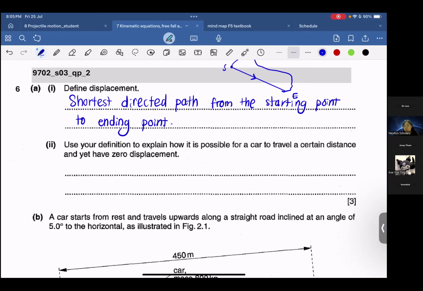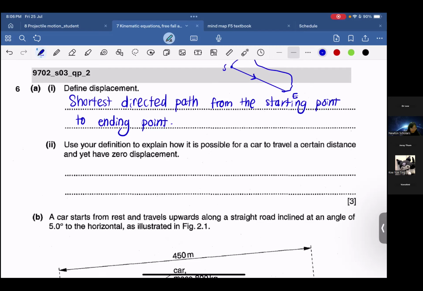Rashini, let me check your answer. Start and end at the same place. Car returns back to the original place. Yes, correct. Let me see. Boyang: drive in a circle. The most important thing, you have to tell me it goes back to the original position. It might be a circle also, then back to the point.